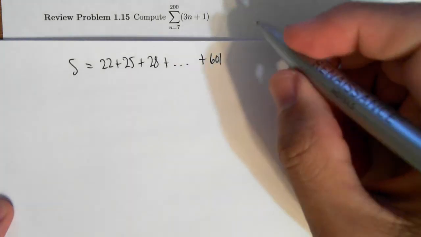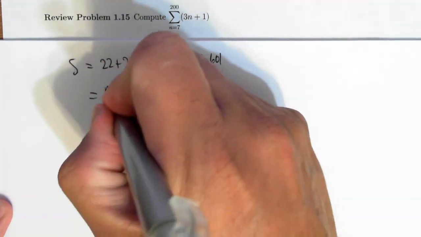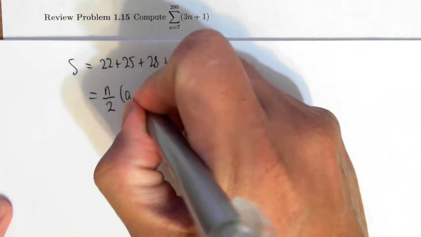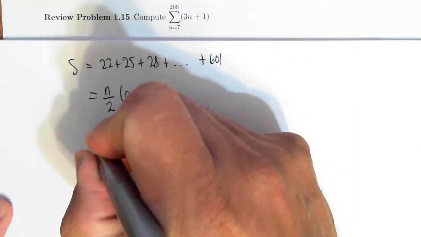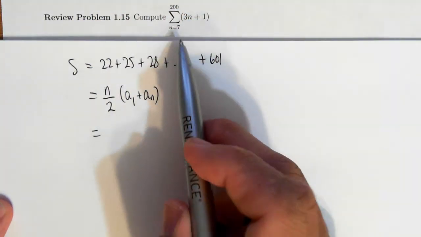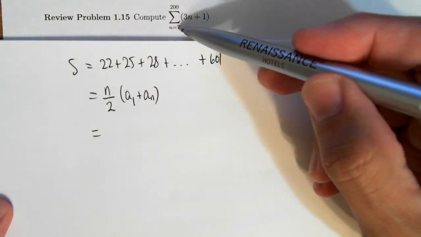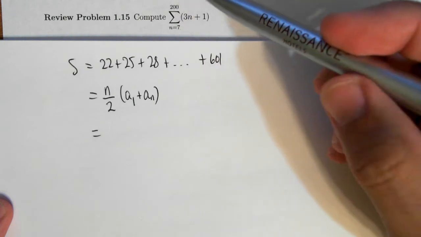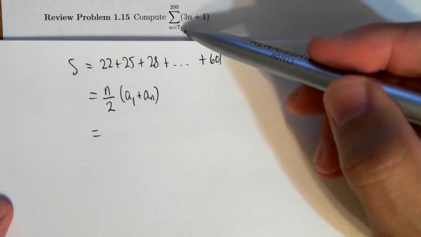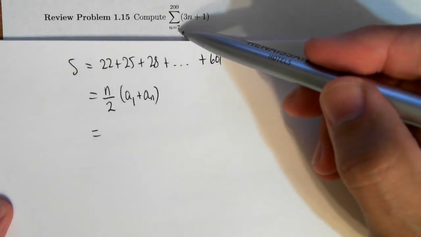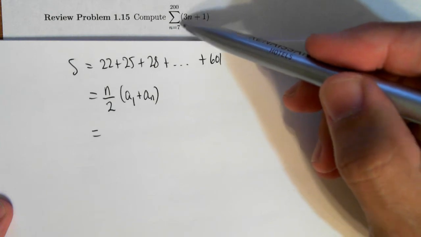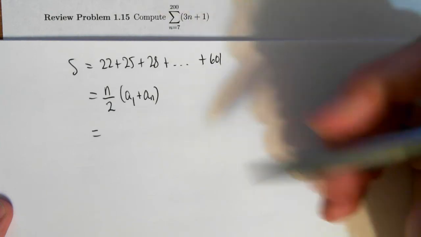And my formula for an arithmetic series is going to be n over 2 times the first term plus the last term. In my case, I have 194 terms: 200 minus 7 plus 1. Another way of looking at it, I have 200 terms, but I take off the first 6 from 1 to 6 because I'm starting on 7. So 200 minus 6 makes 194 terms.